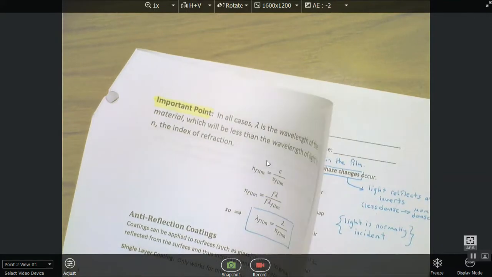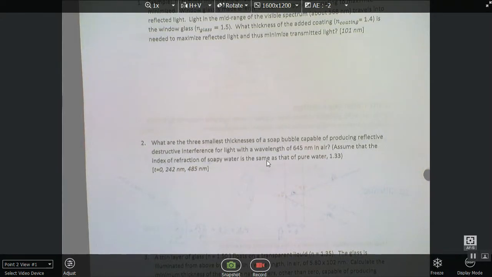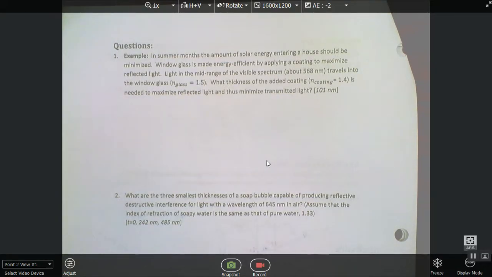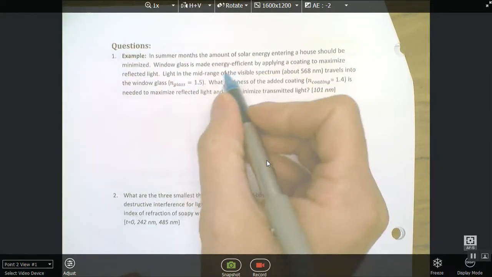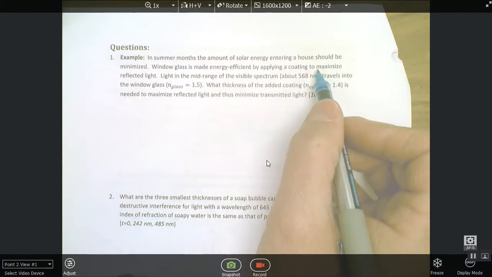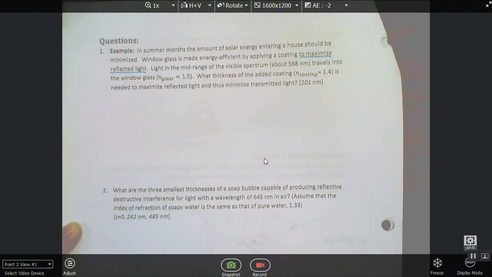Okay, so to do an example, you could look at something like this, where I'll do the one example and then show you the after. So in the summer months, the amount of solar energy entering a house should be minimized. Window glass is made very high efficiency by applying a coating to maximize reflected light. So you want all of the light to reflect off your windows instead of coming through your windows, so that in the summers, it's just something that you want to do. Lots of windows, if they're really high-end windows, will have coatings on them in very specific thicknesses and made out of very specific materials to reflect certain types of light.